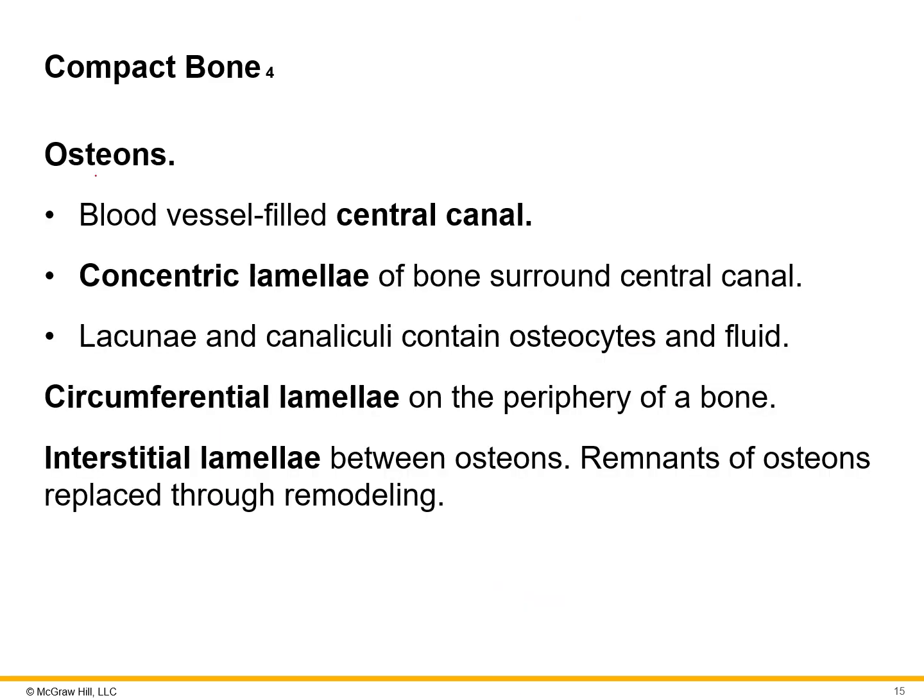Now, a little bit more about that individual unit, the osteons. Again, they have that central canal, as we had just seen, right in the middle where those blood vessels go. The concentric lamellae of the bone surround that central canal. The lacunae and the canaliculi contain the osteocytes and different fluids. Then the circumferential lamellae are on the periphery of the bone, and the interstitial lamellae, on the inside, would be between the osteons, and they're remnants of those that are used and replaced through remodeling.